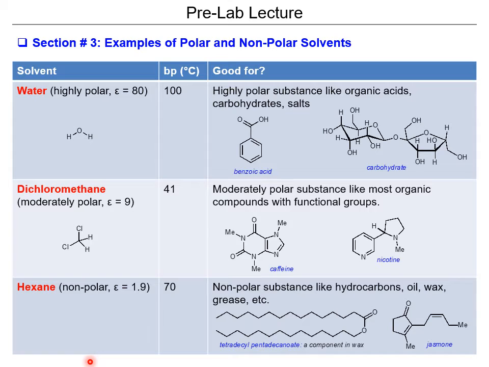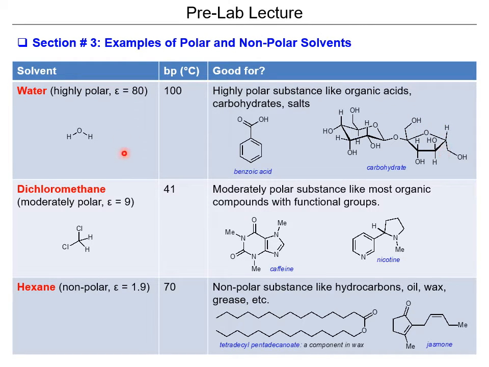Here you can see an example of different kinds of compounds that dissolve in different ways. There's water, which is a highly polar compound that hydrogen bonds. Things like benzoic acid and sugars, which are rich in oxygen and hydrogen bonds, are more likely to dissolve in water. If you put sugar in iced tea, it takes forever to dissolve. However, when you heat it up, the sugar dissolves in the tea much quicker.